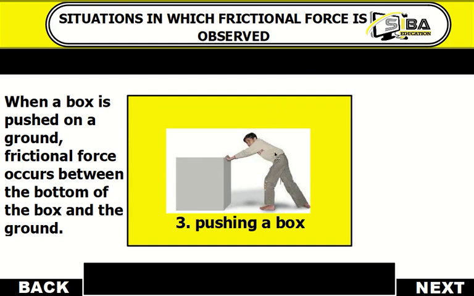The next activity, when you look at this gentleman, you can see that he is pushing something on the ground. And that particular thing is a box. Now let's look at something here. When a box, as you can see here, is pushed on the ground, frictional force occurs between the bottom of the box and the ground. So as he pushes the box on the ground, frictional force definitely occurs.